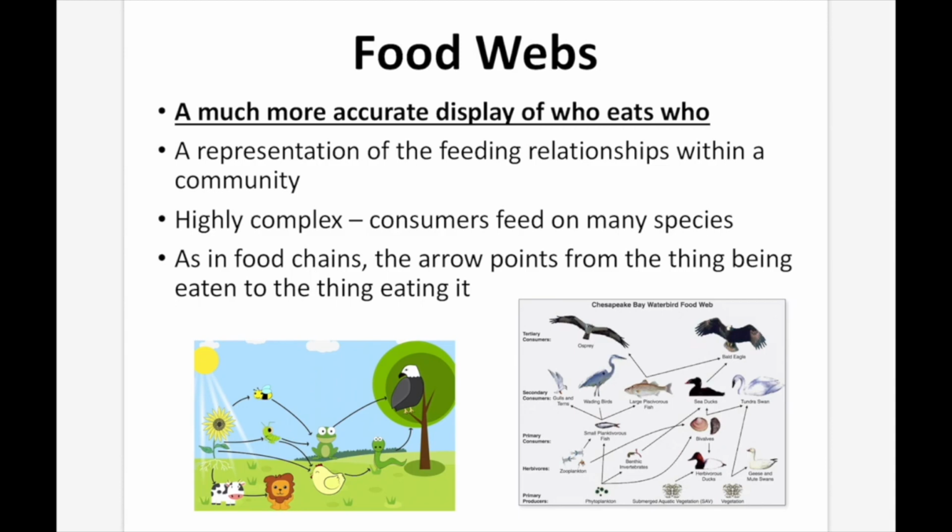Food webs are a more accurate display of who eats who. They're a representation of feeding relationships within a community, and they're highly complex, as consumers eat many species. As in food chains, the arrow points from the thing being eaten to the thing eating it. And you can see a more complex example of a food web in the bottom right-hand corner.